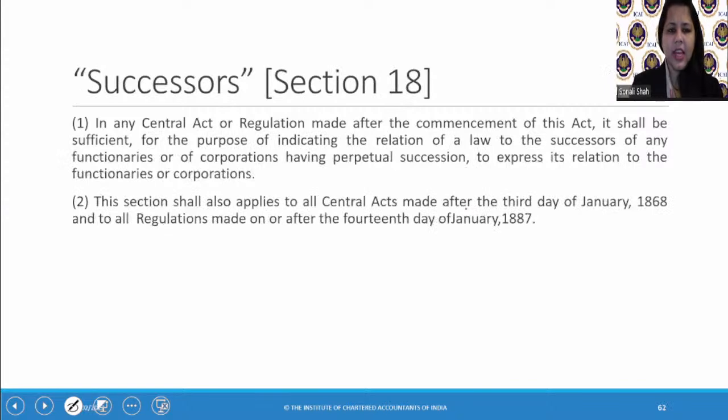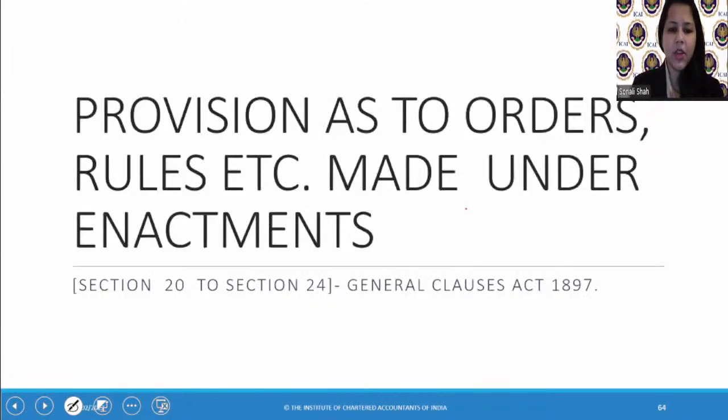Sections 17 and 18, I'm skipping. You can read on your own. 19 also you can read on your own.